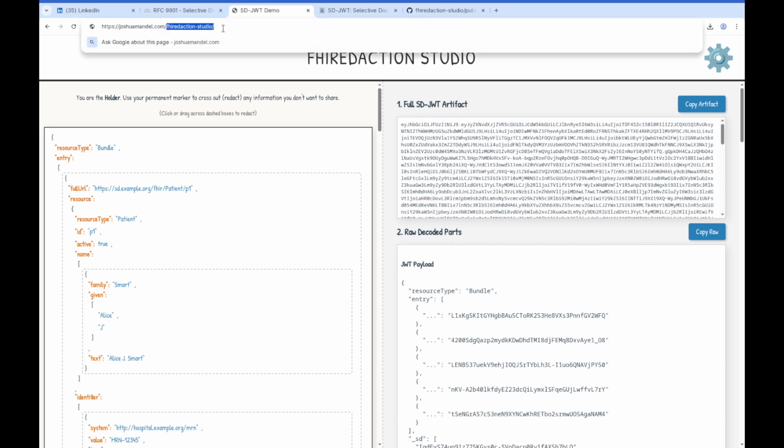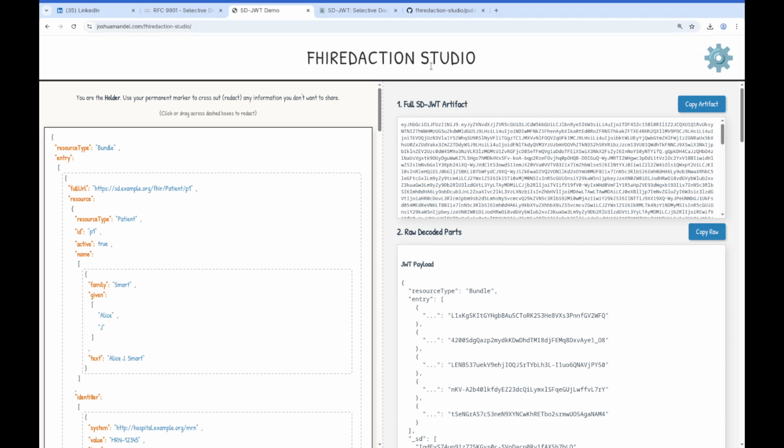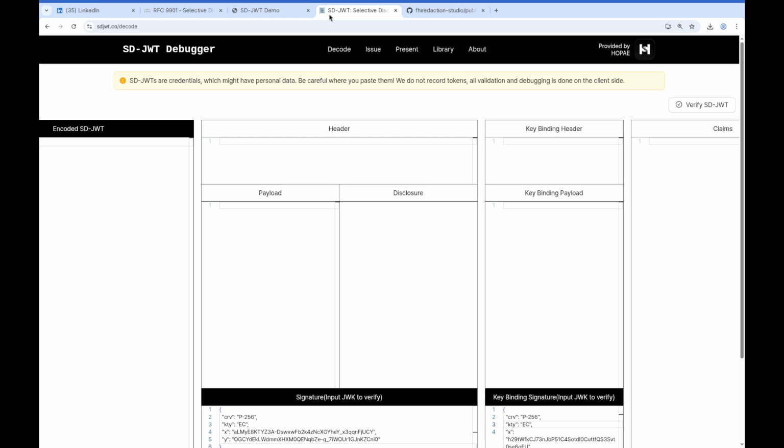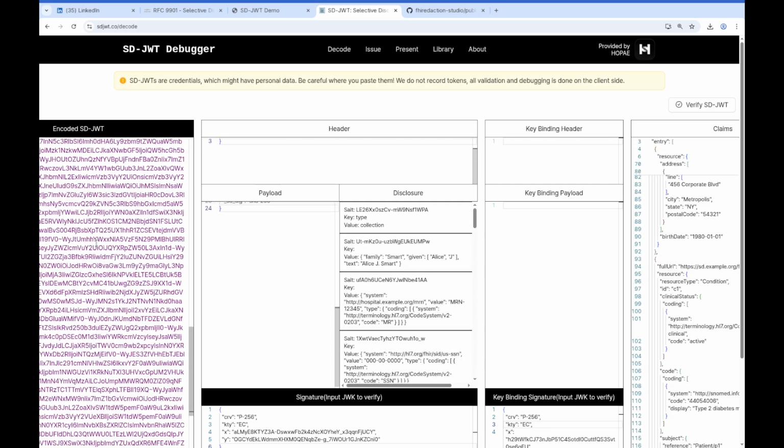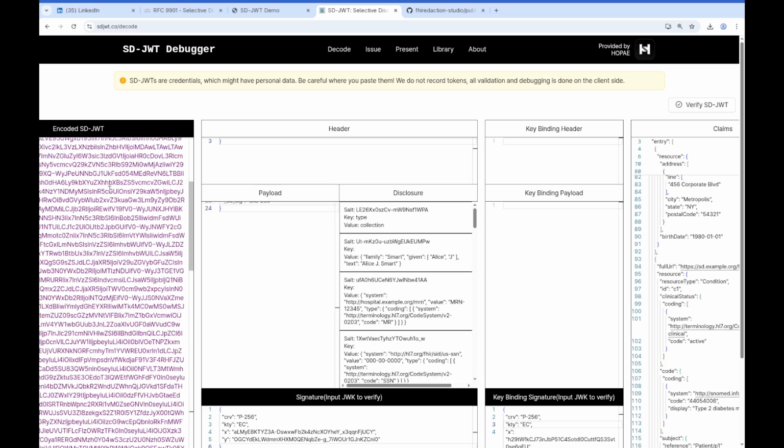This is the FHIR Redaction Studio. On the left-hand side, we've got a FHIR bundle, and on the right-hand side, we've got a selective disclosure JSON artifact. Just to give you a sense of what we're starting from, if I wanted to share the whole bundle, I would copy this whole artifact, and I could paste it into a debugging tool like this one at SD-JWT.co. I don't know anything about the provenance behind this tool. I wouldn't necessarily put real protected health information inside of it, but it's fine for demo data.